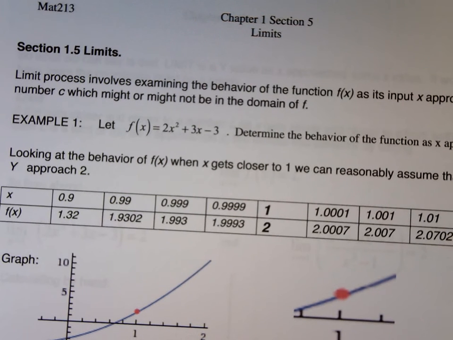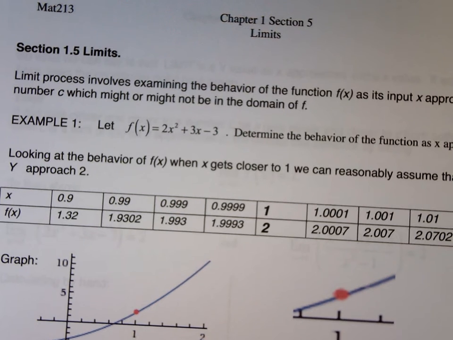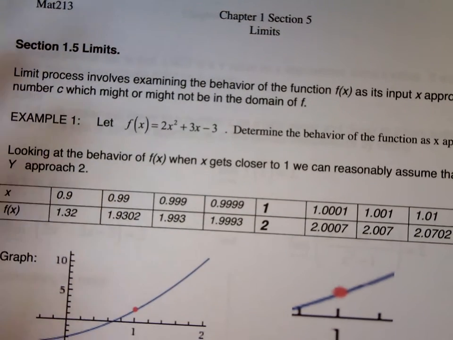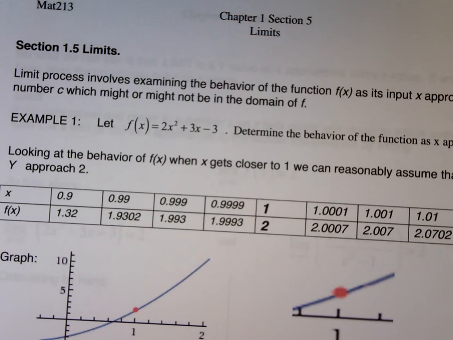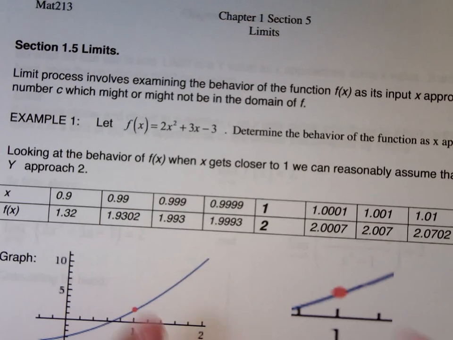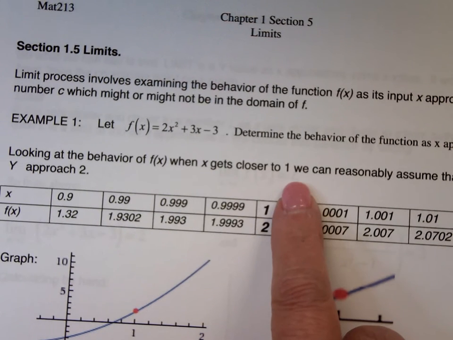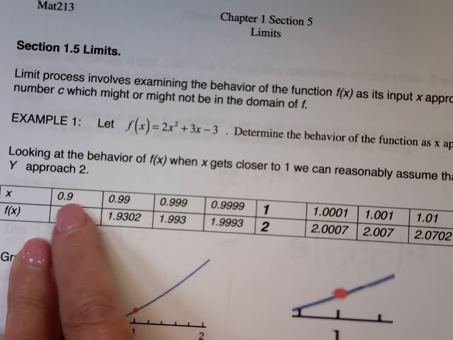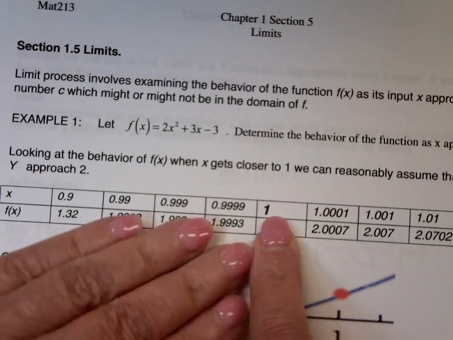So what we're looking at is f of x is equal to 2x squared plus 3x minus 3. That's a table for that function, if you were setting up a T-bar chart. I want to find the limit as x gets closer to 1. What happens to y? Notice, x is getting closer to 1.